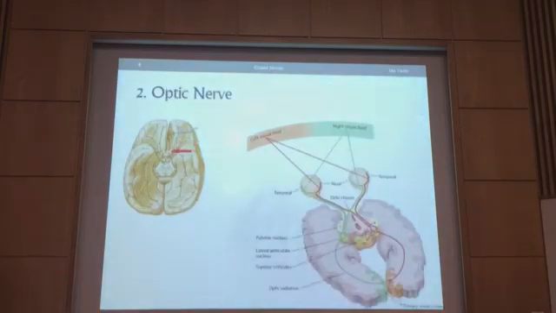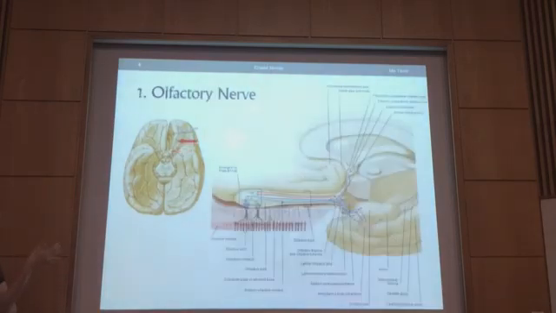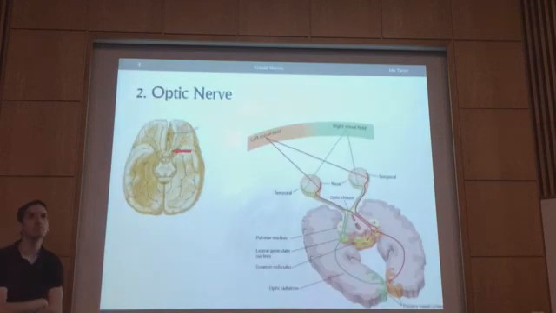Now let's go to the second cranial nerve. So just a reminder, the olfactory nerve is a part of the telencephalon. It doesn't go through the brainstem. It goes directly to the olfactory tract that is very close to the frontal lobe, and then to the cortex in the temporal lobe in the uncus. The optic nerve is the second cranial nerve. And the optic nerve obviously comes from the eye, from the retina.